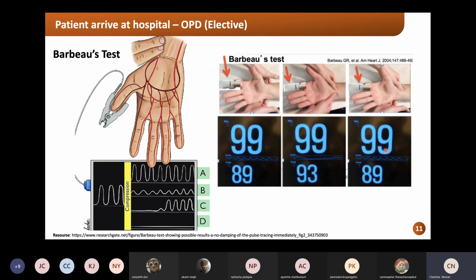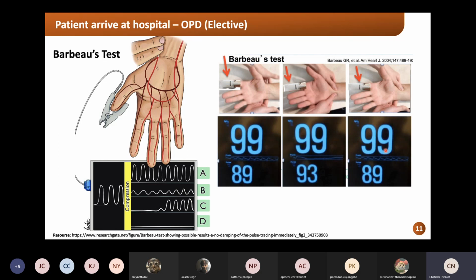In the hemodynamic monitoring, the pulse oximeter will measure oxygen saturation and also the pulse rate, right? And in the case of the Barbeau test, we also use the pulse oximeter to examine collateral circulation. You will see that first of all, we will ask the patient to open the palms like in the picture.